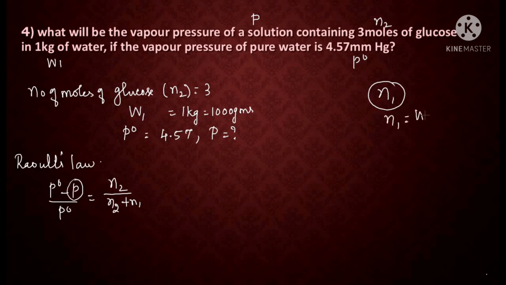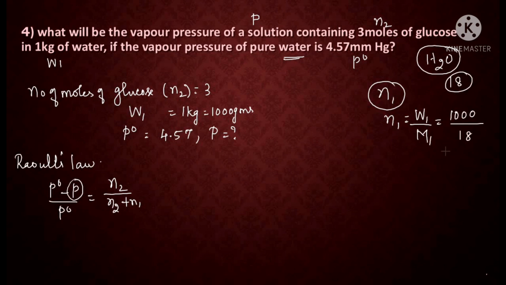N1 is equal to W1 divided by M1, that is the weight of the solvent divided by the molecular mass of the solvent. The weight of the solvent is given, right, 1000. But what about the molecular mass? The molecular mass we do not know, but we know the solvent, right, water, H2O. It is possible to calculate the molecular mass of water if you know the atomic mass of all these elements. If you sum up the atomic mass of all these elements, you will get the molecular mass, so it is 18. So what is the answer? It is 55.5. So the number of moles of water, that is the solvent, is 55.5.